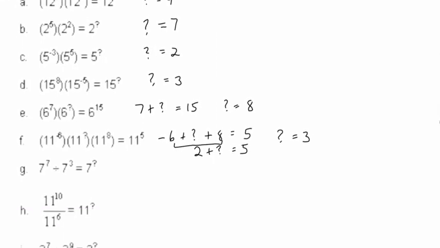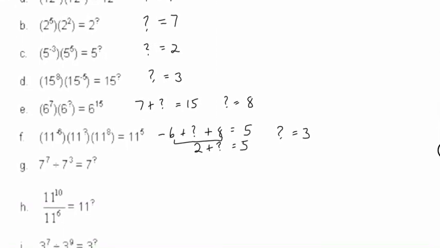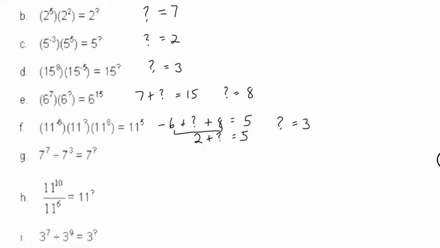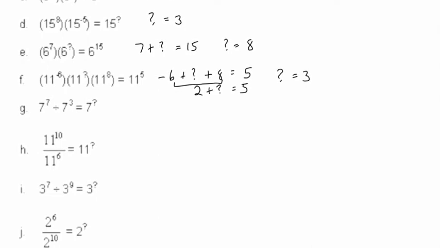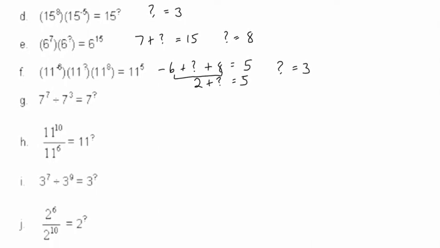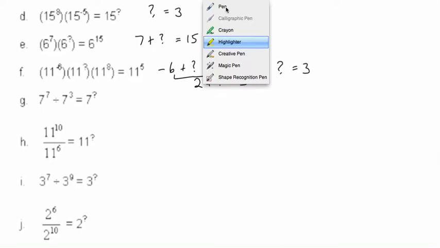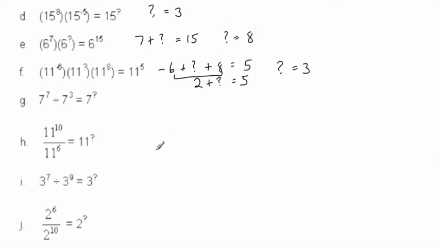Okay, letter G. Now we're dividing. So in this case here, let my computer catch up. 7 to the 7th divided by 7 to the 3rd equals 7 to the blank. Well, we subtract always the first minus the second. So 7 minus 3 is 4. So my question mark is 4.